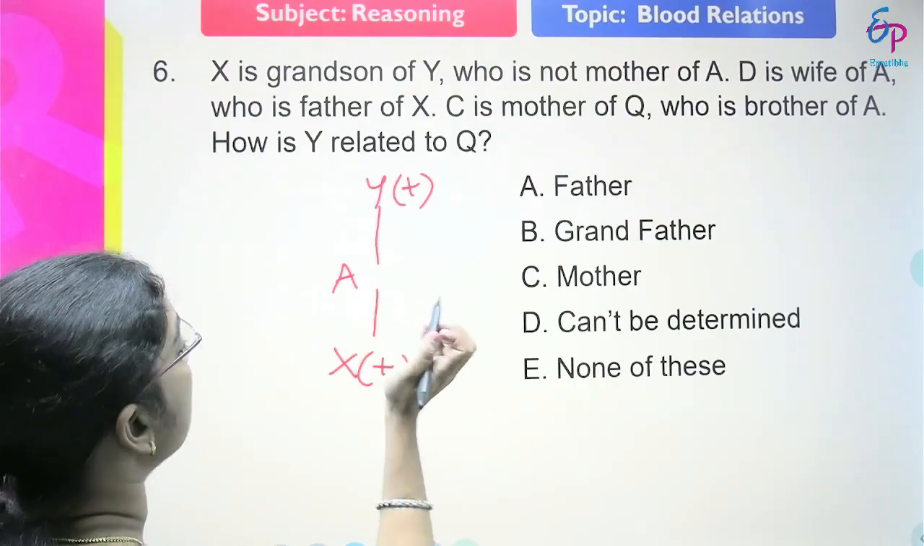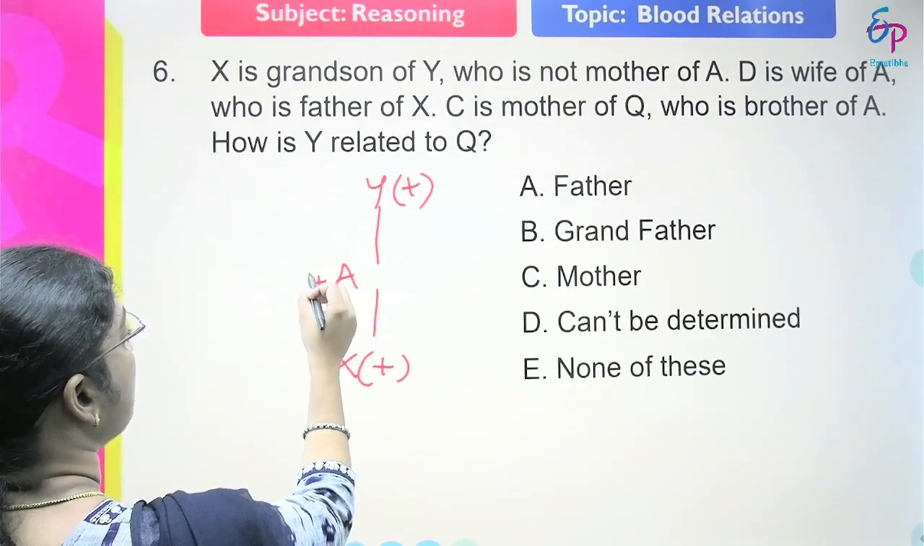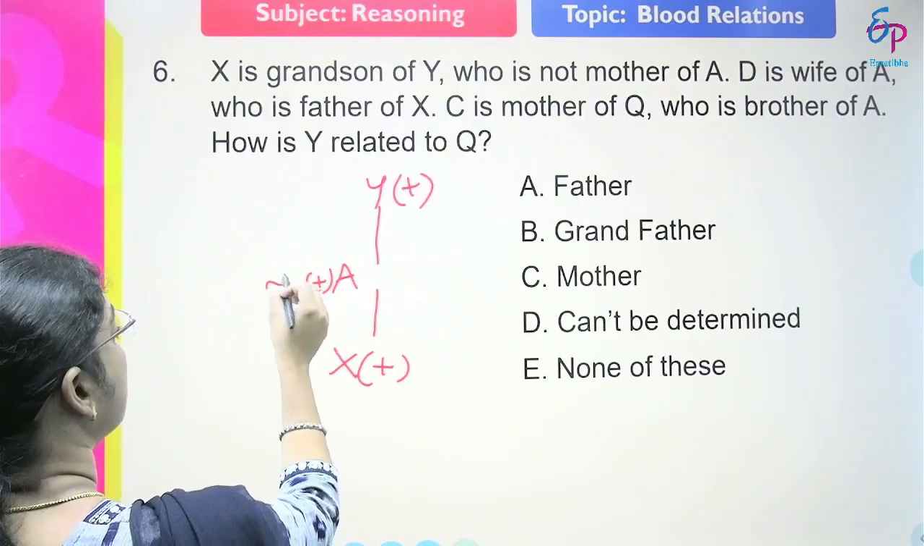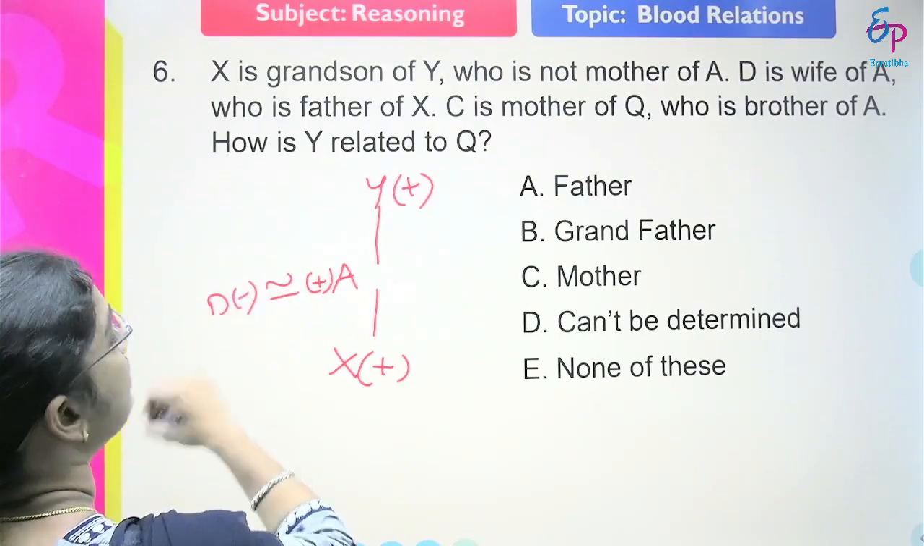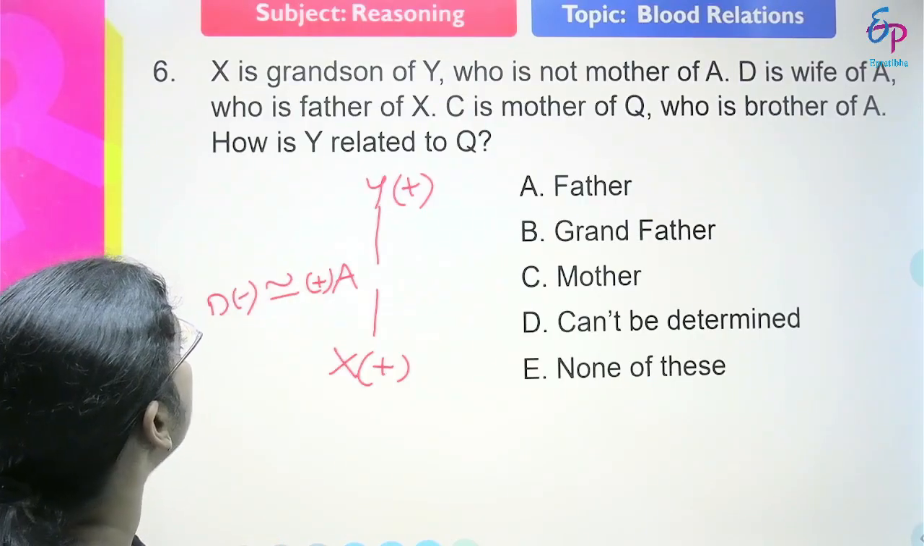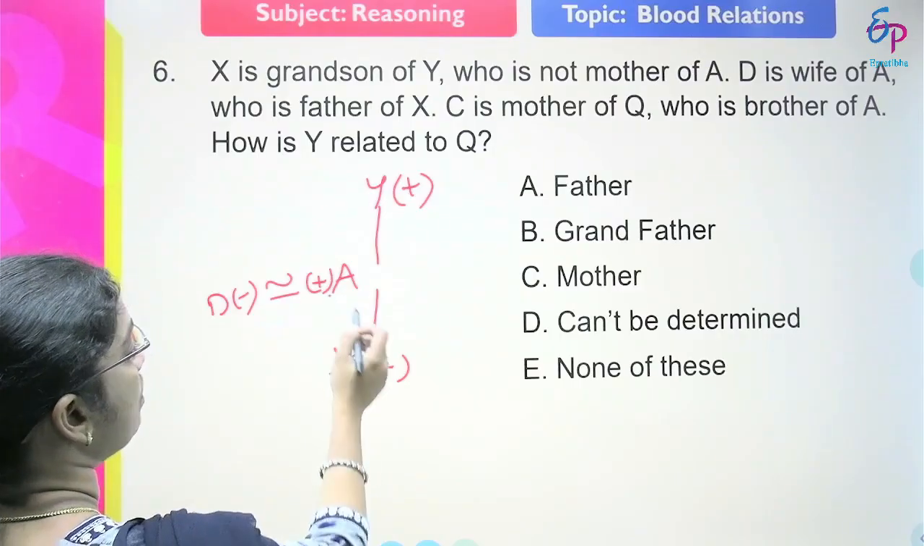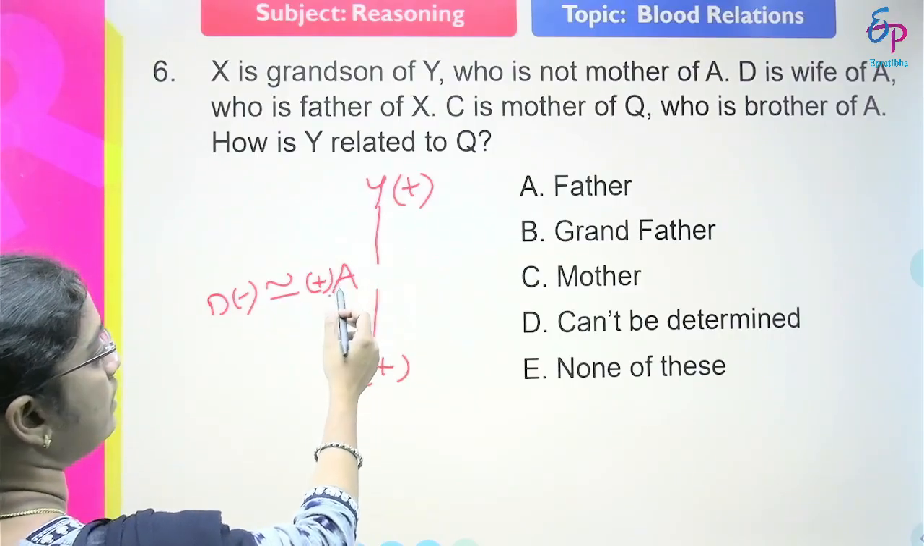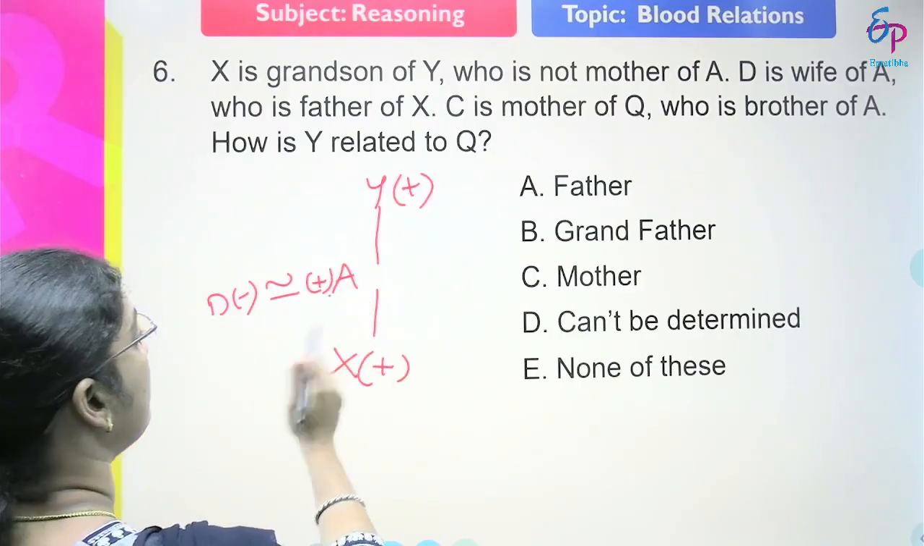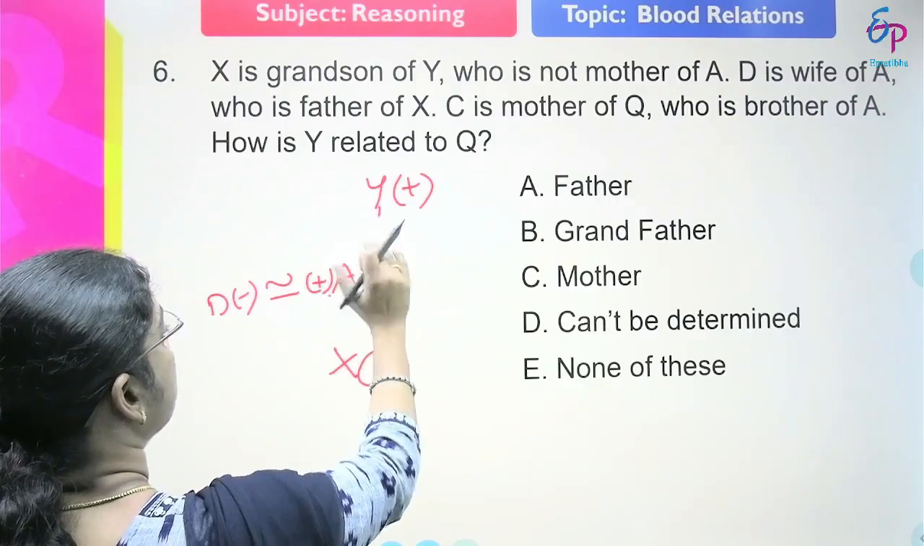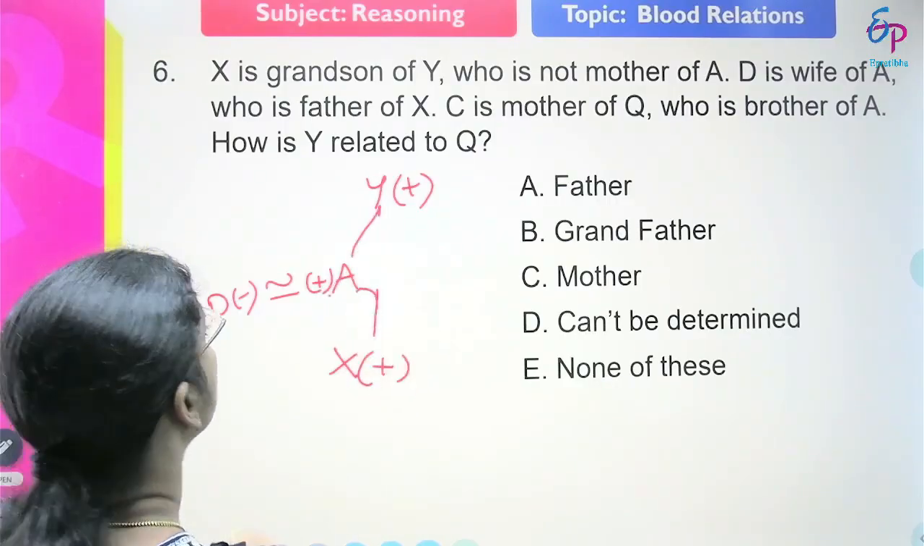Then D is wife of A. D is wife of A means A is a male person. Then next, A, who is father of X. Here we have clear information, A is father of X, so there is no problem with that.